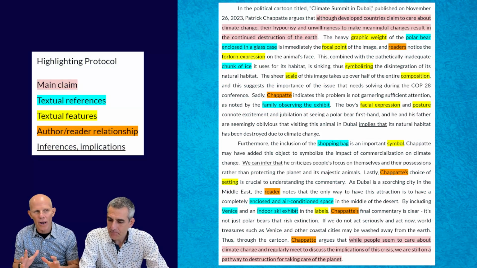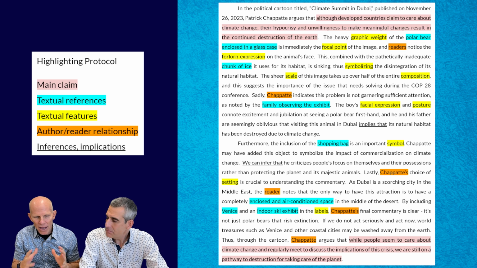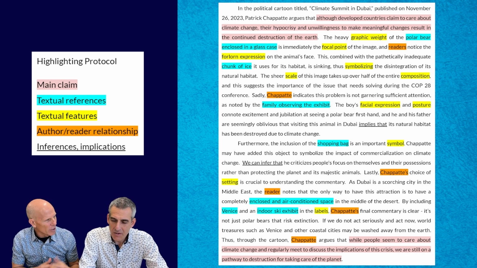This is two paragraphs where the student has unpacked this cartoon, and we're going to look at this piece of writing and think about how well they are tackling this cartoon and taking it apart. What are some things that you noticed, first of all?